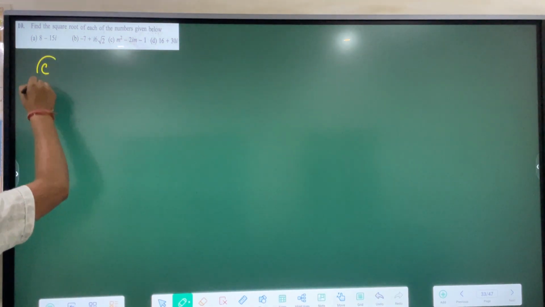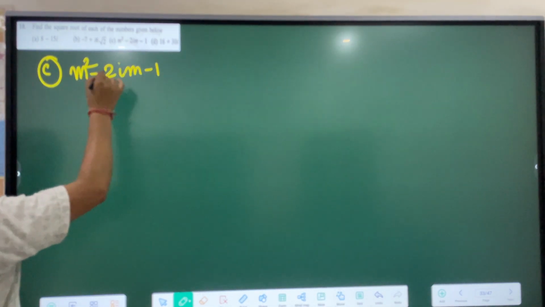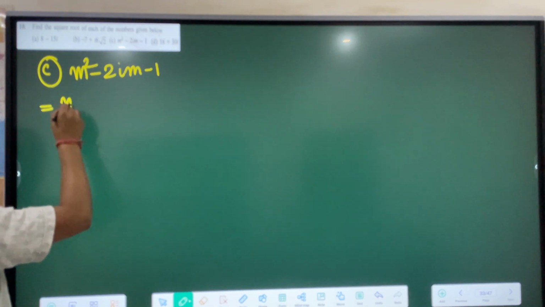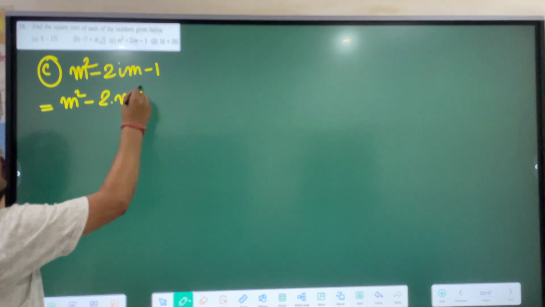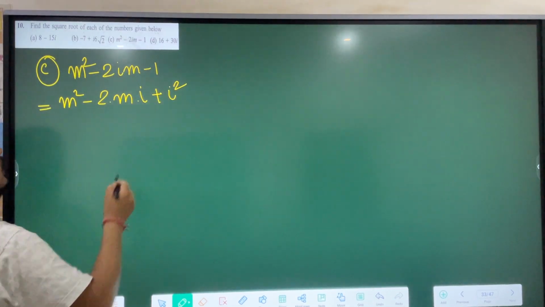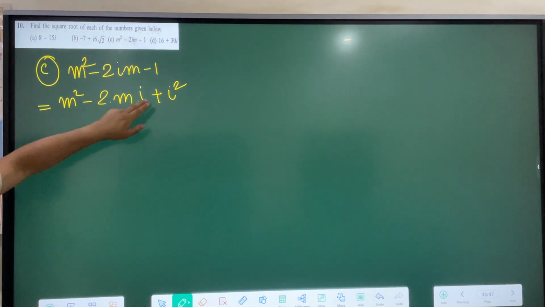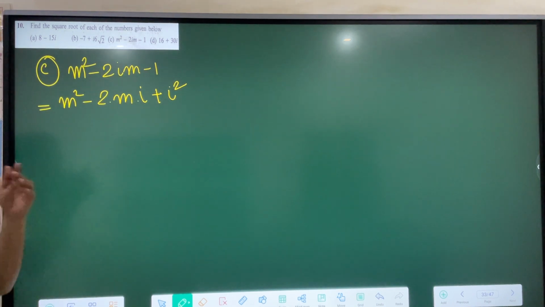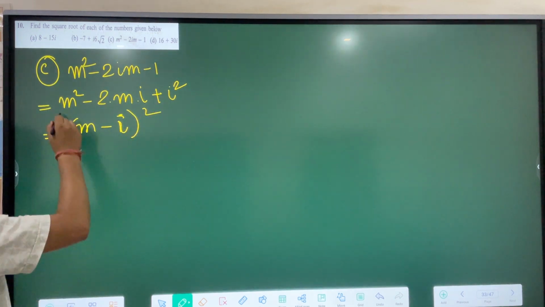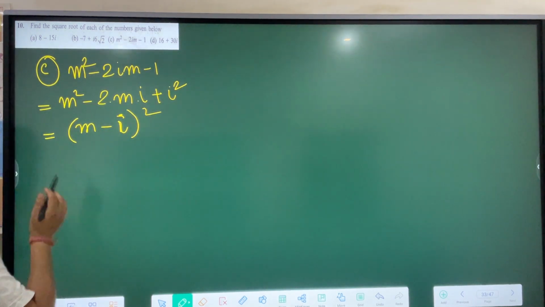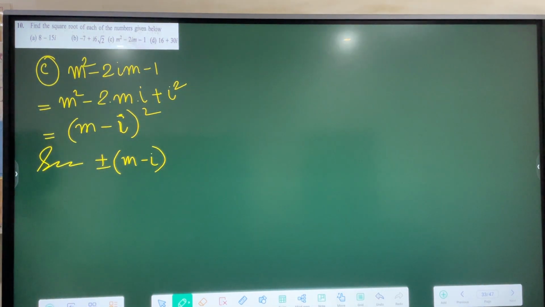Number C. m square minus 2im minus 1. There 2ab is clear. m square, first let us make 2ab. Same as we saw, m square minus 2im plus i square. i square is minus 1. Finish. This is a very easy sum. Now we can write (m minus i) whole square. a square minus 2ab plus b square is (a minus b) whole square. Now required square root is plus minus (m minus i). So this is easy actually.